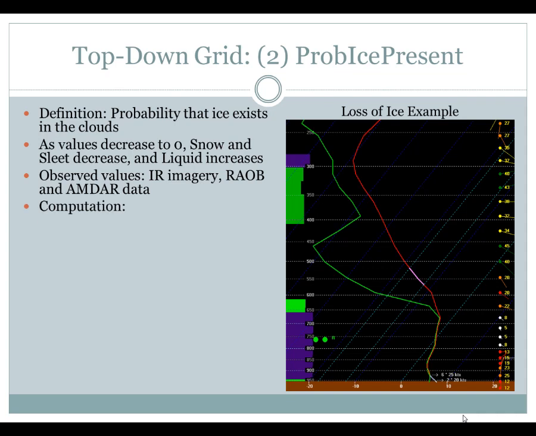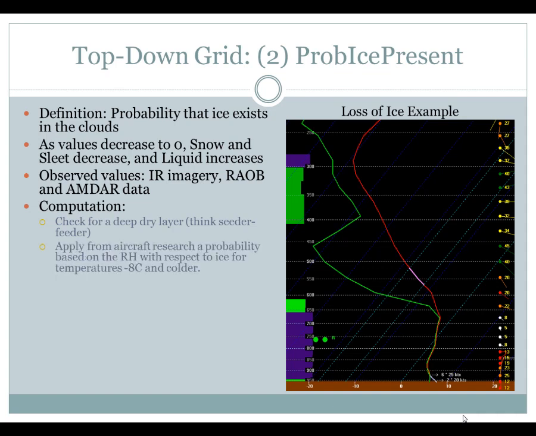So how is prob ice computed? First, there's a check for a deep dry layer. Think seeder-feeder, looking specifically for a layer 5,000 feet deep with a 75% RH. If that layer is deeper and/or drier, then any ice crystals that are above there would sublimate and be removed, and then the bottom layer below the dryness will be the only spot that gets evaluated for prob ice.